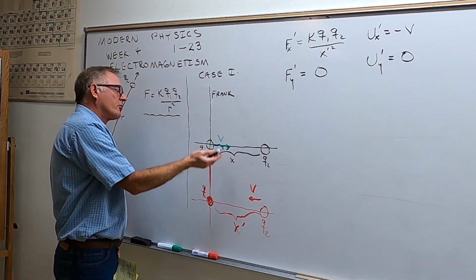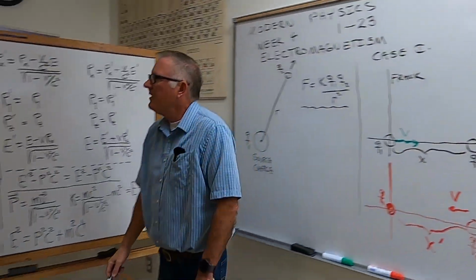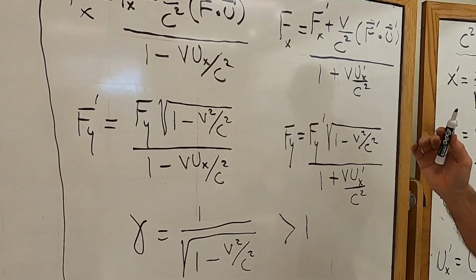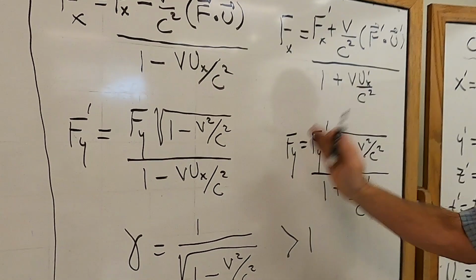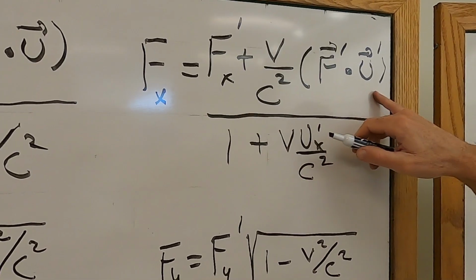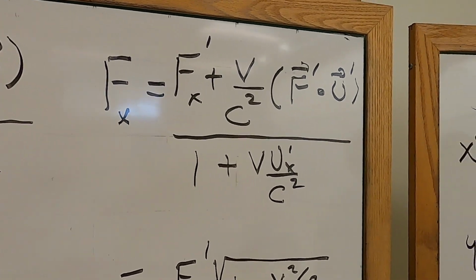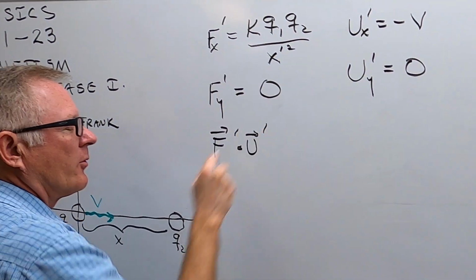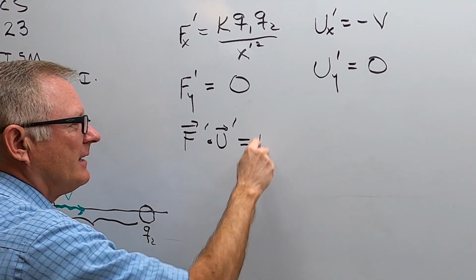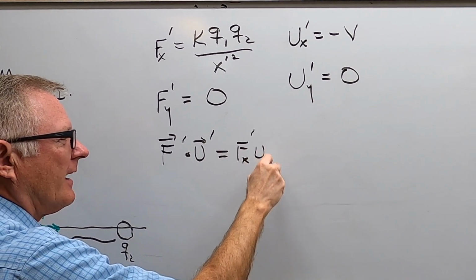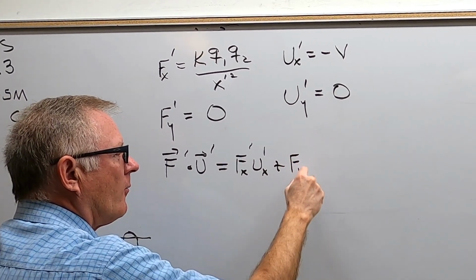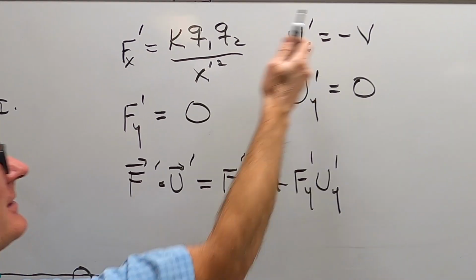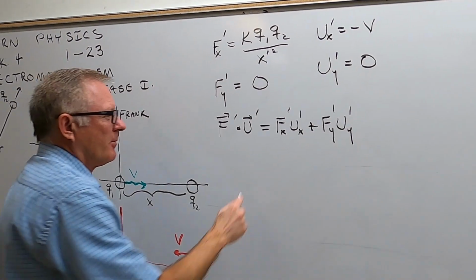So that's what Mary's going to say in this frame. Now what we have to do is transform it over to this one. We want to go from the f primes to the unprimes, so we want to use these two right here. Now you notice here they have an f dot u, f prime dot u prime. Let's first do that. Remember, this is just the dot product. That means fx prime ux prime plus fy prime uy prime. That's all that means. It really just means this times this plus this times this. There's no z in this problem.